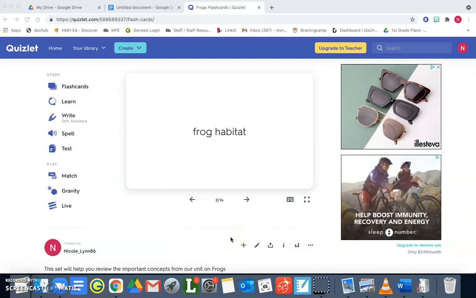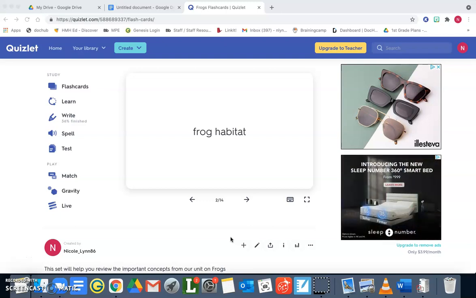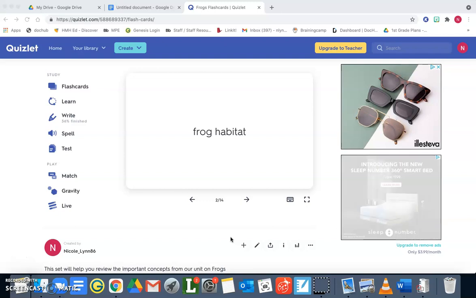Hi, today I'm going to demonstrate how to use an online study application called Quizlet, which is a study aid to help with memorization, recall, and to enhance understanding of important concepts taught in any unit of study.